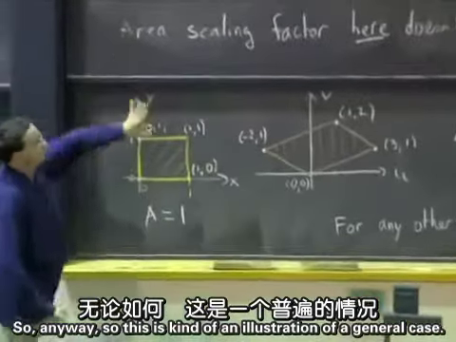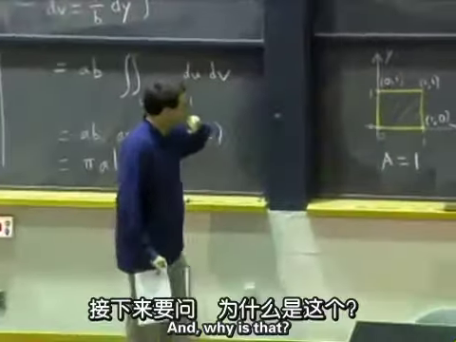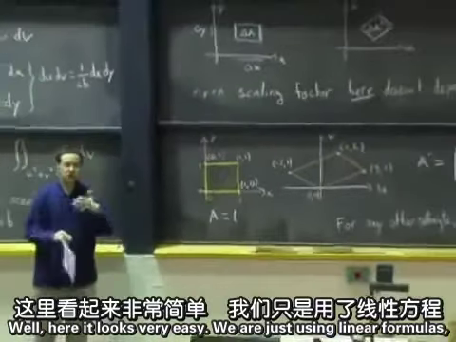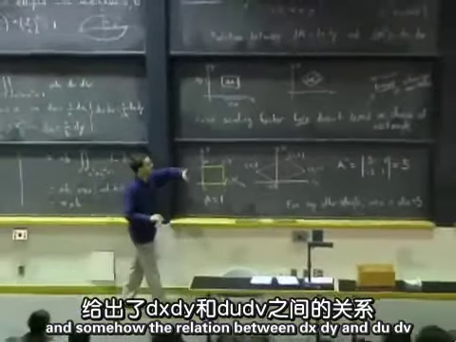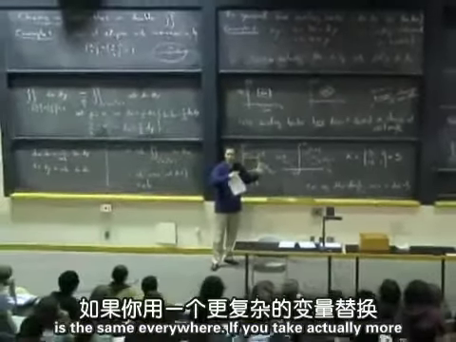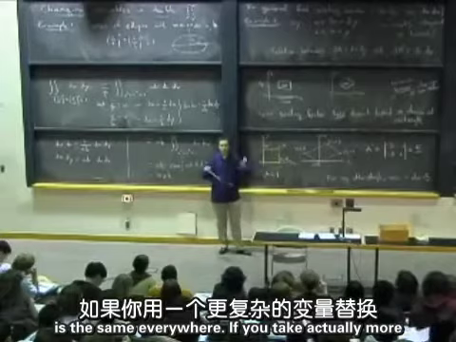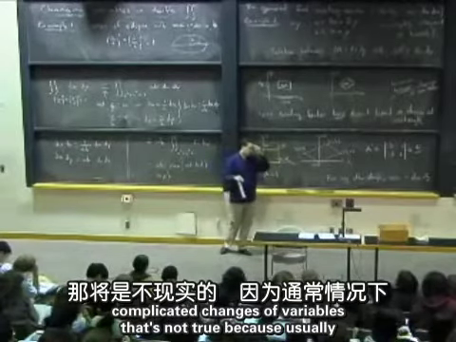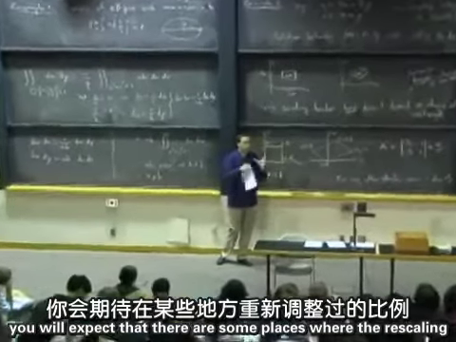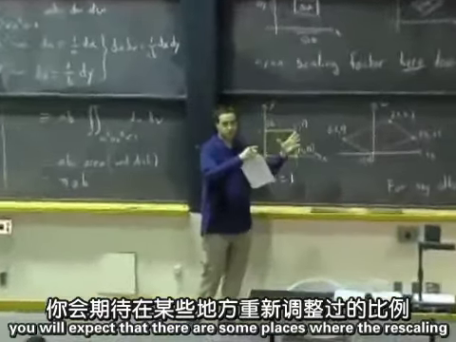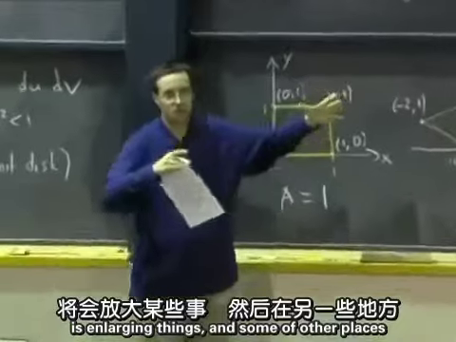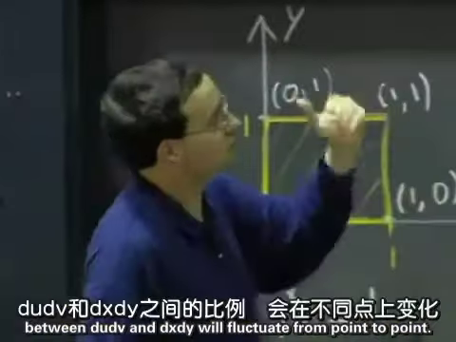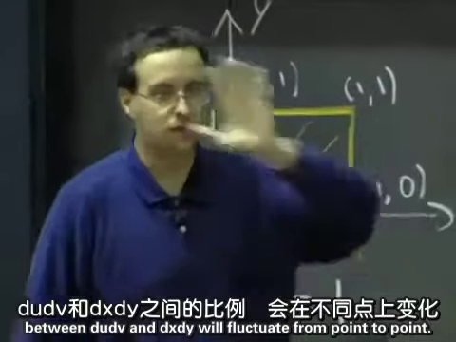Anyway, so this is kind of an illustration of a general case, and why is that? Well, here it looks very easy. We're just using linear formulas, and somehow the relation between dx dy and du dv is the same everywhere. If you take more complicated changes of variables, that's not true, because usually you will expect that there are some places where the rescaling is enlarging things, and some other places where things are shrunk. So certainly the exchange rate between du dv and dx dy will fluctuate from point to point.